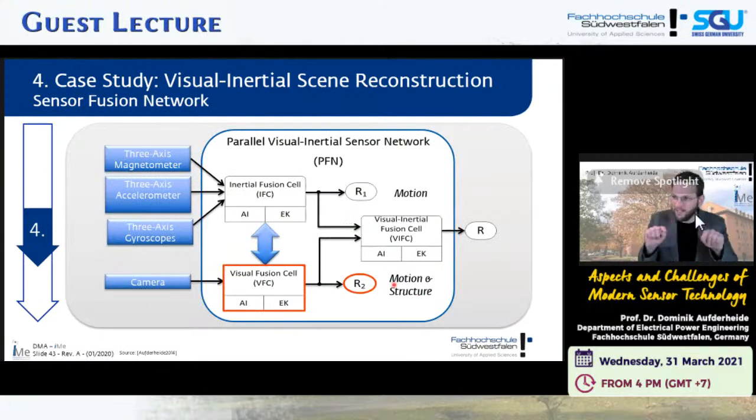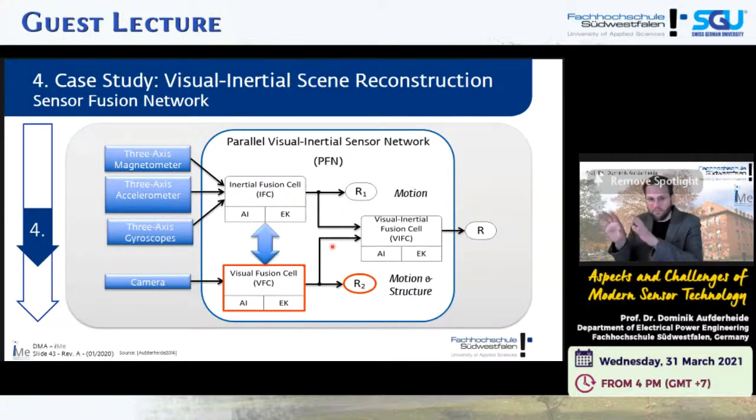Because what we defined is, and I said that one of the major things we want to implement is a sensor fusion scheme. And I broke it down here for this presentation a little bit so that it's easy to digest. Here, we're talking about the sensor fusion scheme, where we have a set of inertial sensors, so 3-axis magnetometer, 3-axis accelerometer, 3-axis gyroscopes. This would also be the usual set of sensors which you would have included in a mobile robot, for example, in order to self-localize itself. And we have a standard low-cost camera in the first attempt. And we built a parallel visual inertial sensor fusion network with different dedicated cells, a visual fusion cell, an inertial fusion cell, and then the visual inertial fusion cell, which actually fuses the sub-information generated.